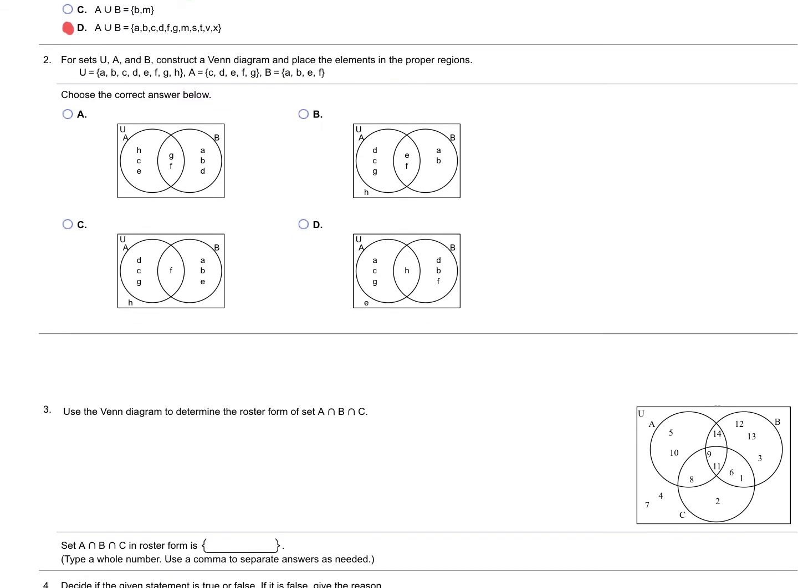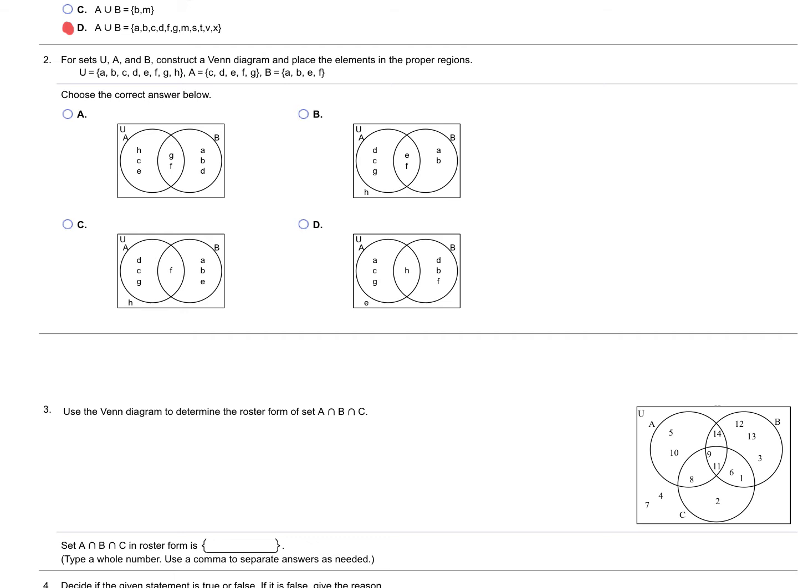All right, number 2. For sets U, remember U is the universe, A and B, construct a Venn diagram and place the elements in the proper regions. Here it tells you what's in the universe, what's in set A, and what's in set B. It doesn't tell you what's in A and B, but you will know that if they have anything in common. So let's look and see.